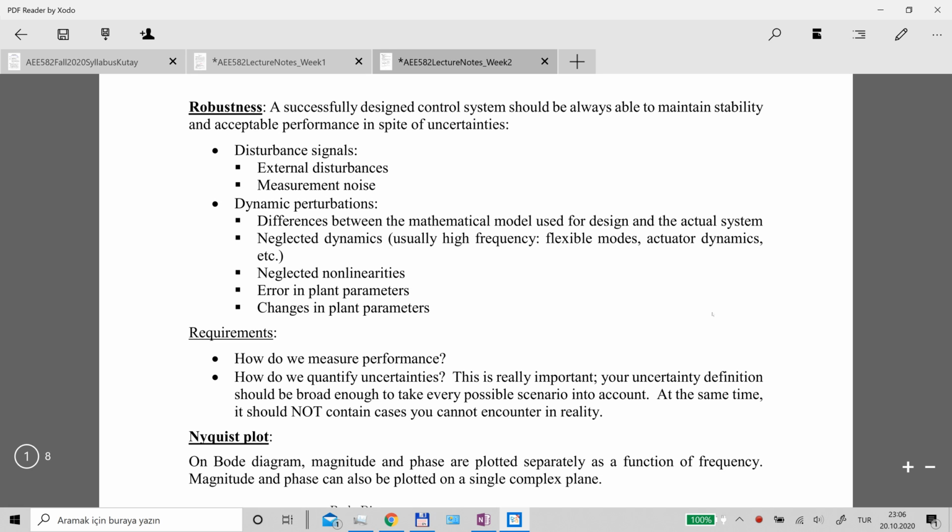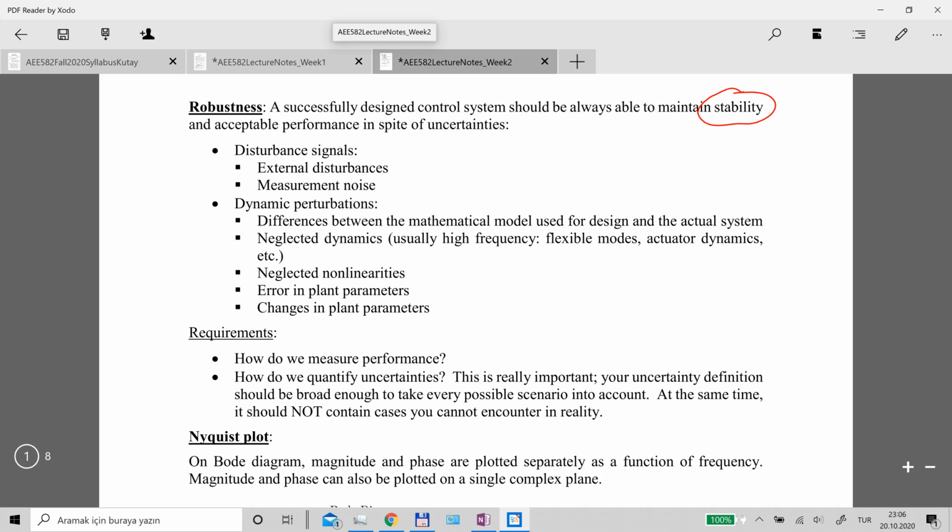Okay, so I've collected some critical information here, so let me just go through that. A successful design control system should always be able to maintain stability and acceptable performance in spite of uncertainties. So when we design a controller, we have two main goals. One goal is to ensure that our system will be stable in the end. And of course, stability is necessary, but it's not sufficient. You may have a stable system, but you may not be happy with how it performs. So the performance is also critical.